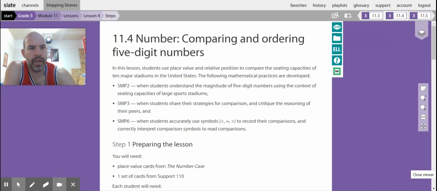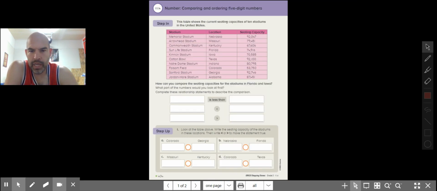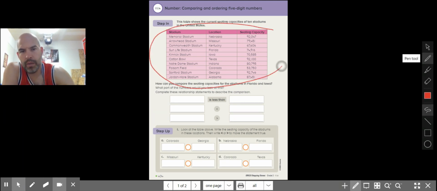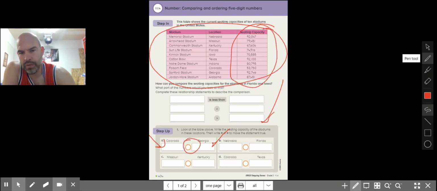So let's jump into the main pages, your work pages. Looking here at the work pages, it asks us to use the data from up here. So you're going to be looking at this data up here to help you with these problems down here in the step up. Okay, so Colorado is blank to Georgia, Nebraska is blank to Florida. So you're going to go ahead and write the numbers in those boxes from this column here, and then you're going to write the greater than, less than, or equal to symbol right there.